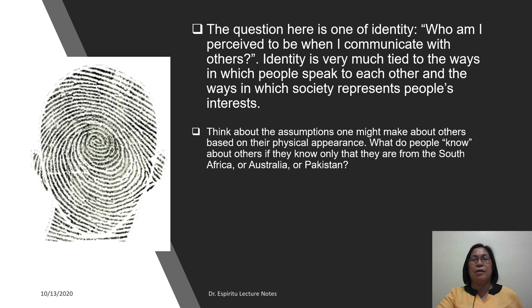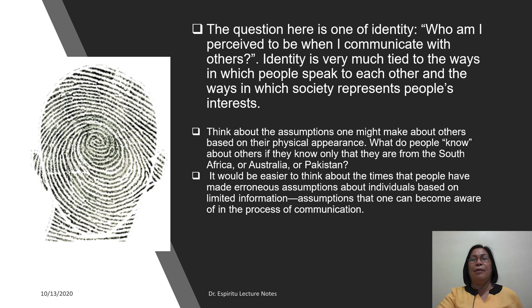When we were younger, we thought that everyone who is white is Americano, but when we grow up, we realize that Americano is only one nationality. There are others who are white-skinned. On Pakistan, sometimes when we look at people who look Pakistani or Arabic, there is a tendency for us to associate them with other things and events. So it would be easier to think about the times that people have made erroneous assumptions about individuals based on limited information, assumptions that one can become aware of in the process of communication.